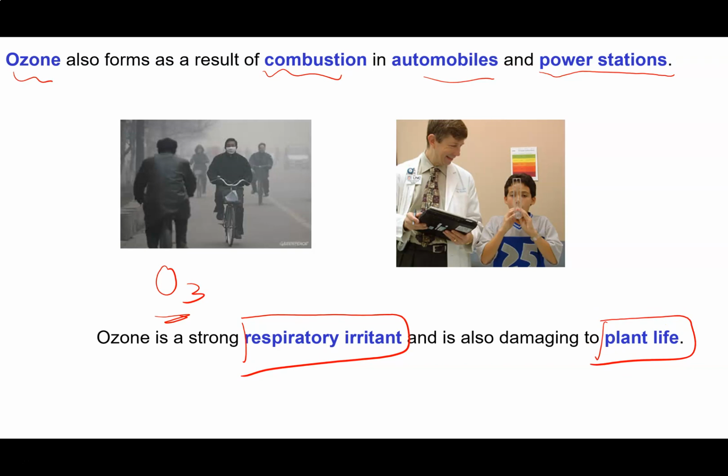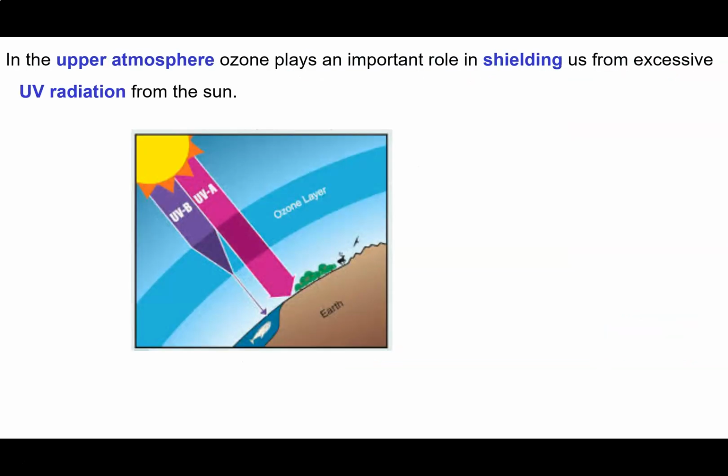So it's good at the top of the atmosphere, where it protects us from UV radiation, but it's bad in the lower levels of the atmosphere where we live. There exists a nice layer of ozone in the upper atmosphere, which protects us from UV radiation, which is damaging to our DNA. It can break the bonds in our DNA and cause skin cancers.